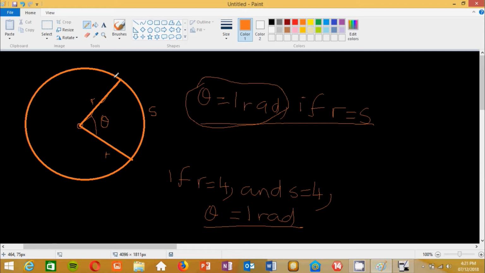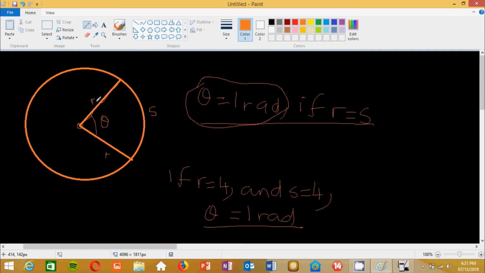So when it comes to radian measure, 1 radian is equal to the angle that is created between 2 radii if the length of the radii is equal to the length of the arc. For example, let's say the radius of the circle was 4 centimeters and the length of this arc here was also 4 centimeters. Then this angle theta here would be equal to 1 radian.